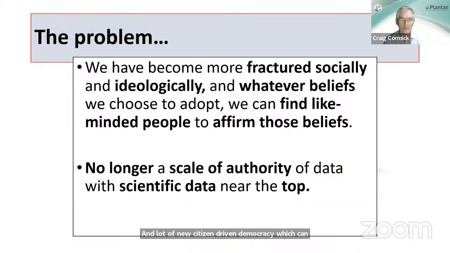So the problem: we've become more fractured socially and ideologically. And whatever beliefs we choose to adopt, we can and will find like-minded people to affirm those beliefs. So there's no longer a scale of authority with scientific data near the top. It is now whoever agrees with your opinion, no matter how fringe. That's the scale of authority we're now working with.